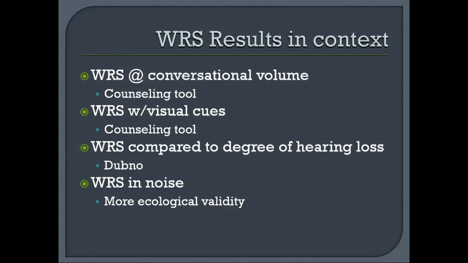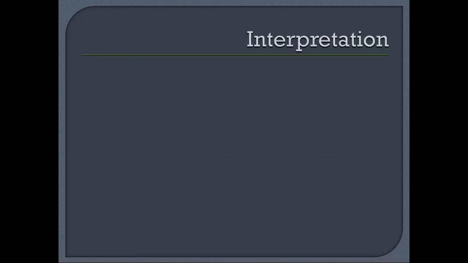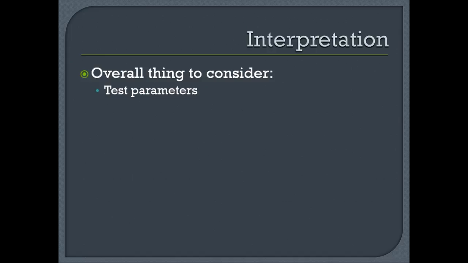And then you have the option for word recognition in noise, which is more ecologically valid. It's going to give you more real-world day-to-day results to talk to the patient about. There's a couple of things you need to consider when interpreting word recognition scores. First, the test parameters are so important. There's so many different ways you can do word recognition testing that all impact the difficulty of the test or the task, and thereby also are likely to impact score or performance.